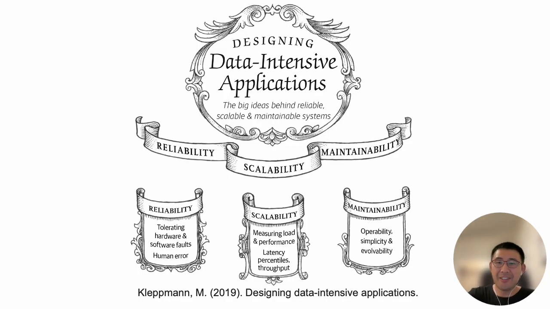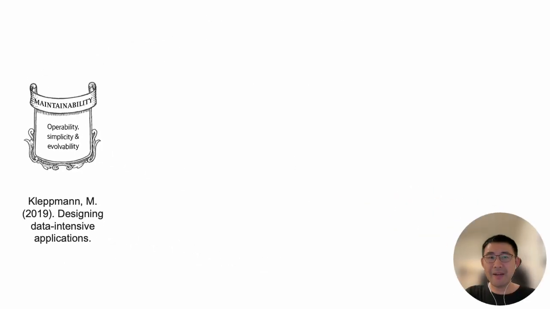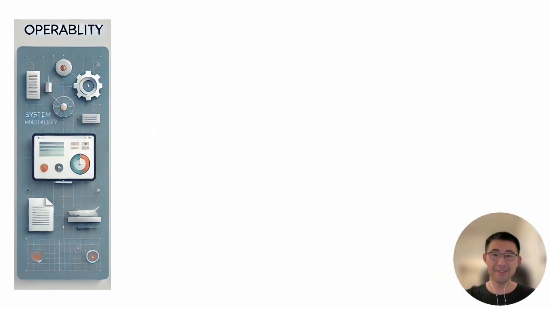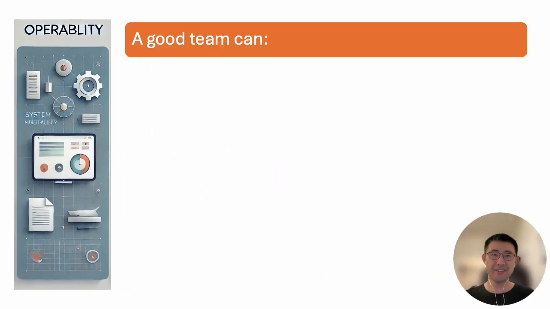So that's scalability. The third one we haven't talked about yet is maintainability. About maintainability, it also has three aspects: operability, simplicity, and evolvability. Let's talk about them one by one. The first one is operability.